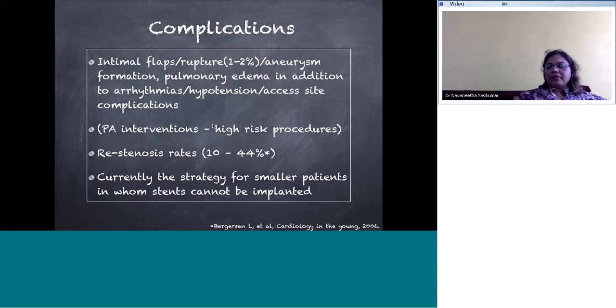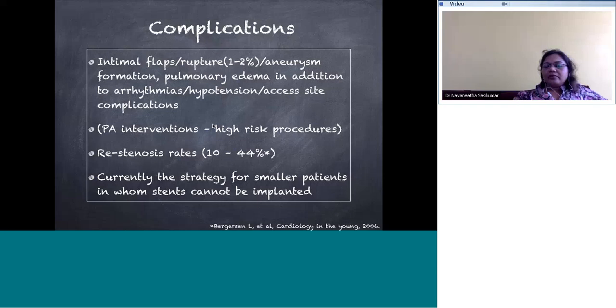So PA balloon dilatation is one of the interventions with a high rate of complications. It can cause intimal flaps, a rupture. So the rupture rate is less than 1 to 2%. Aneurysm formation at the site of dilatation, and then reperfusion edema, sort of pulmonary edema after you dilate. Then of course arrhythmia, hypotension, access site complications, anesthesia related complications. The restenosis rate with just balloon dilatations is also pretty high, around 10 to 44% reported in various series.